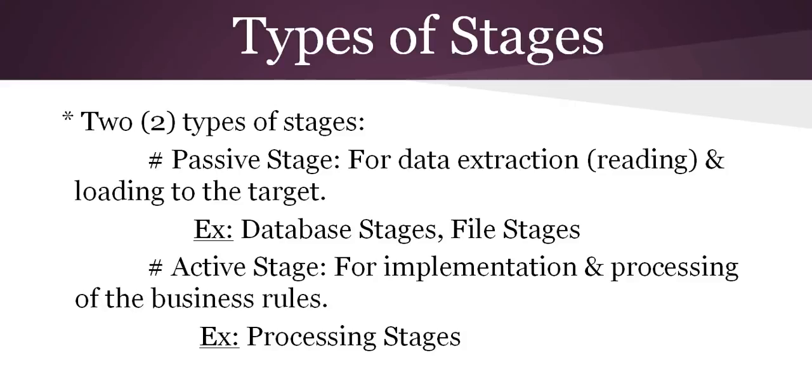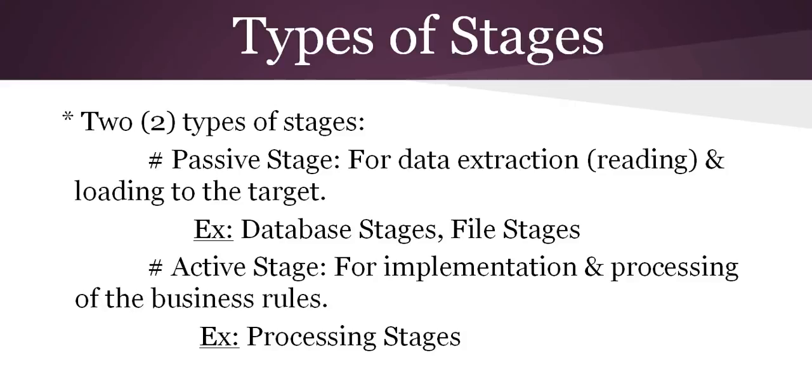It doesn't matter whether it's a server job or a parallel job, basically all the stages are divided into two types. One is a passive stage and the other is an active stage. Passive stages are basically for data extraction or loading to the target. They are the source and the target stages, because the source is what we extract data from, right? So that's a passive stage. It's not doing anything except extraction. And the loading stage, we are just writing to it. So these are called passive stages.